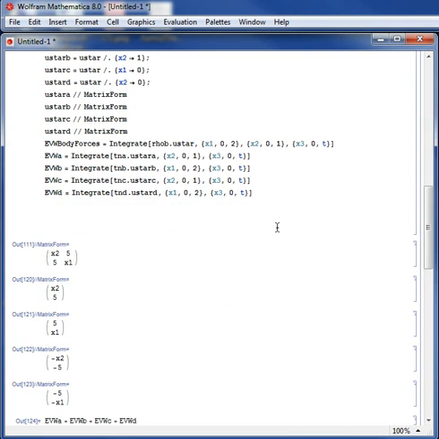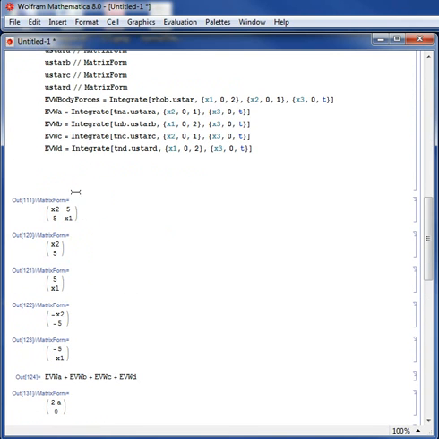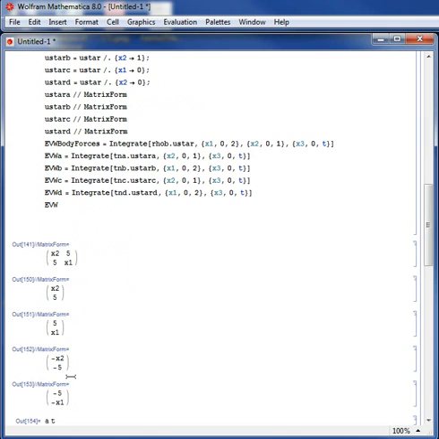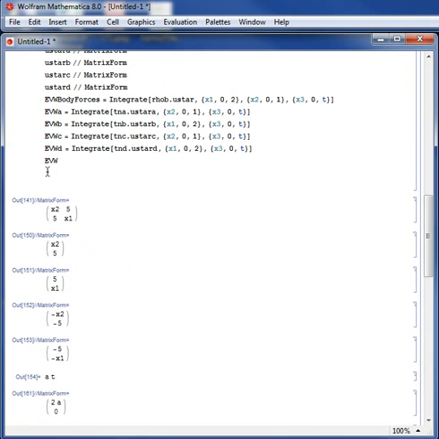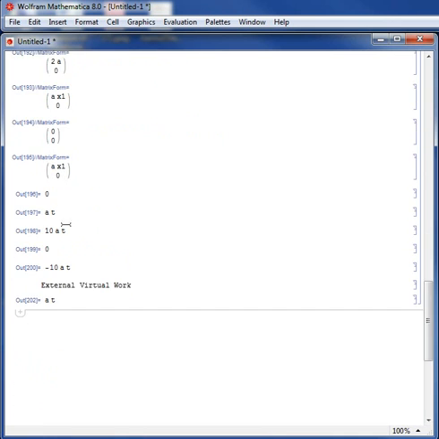Shift enter, and here is the external virtual work due to A, B, C, and D. And indeed, if I calculate the external virtual work, which is equal to the sum of all the forces on A, B, C, and D, the external virtual work, shift enter, is equal to AT. So I'm just going to print external virtual work equal to AT.